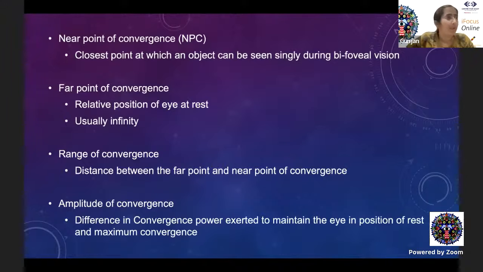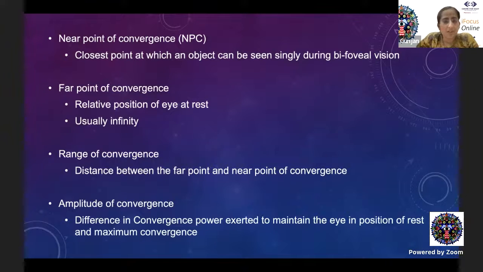Now, as we discussed near point of accommodation, far point of accommodation, range of accommodation, and amplitude of accommodation, we also have similar things in convergence. First of all, dealing with near point of convergence. Near point of convergence is the closest point at which an object can be seen singly, or the closest point till which a patient can see a binocular single image, and beyond which they start complaining of diplopia.